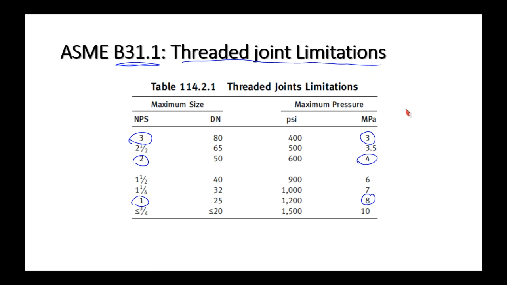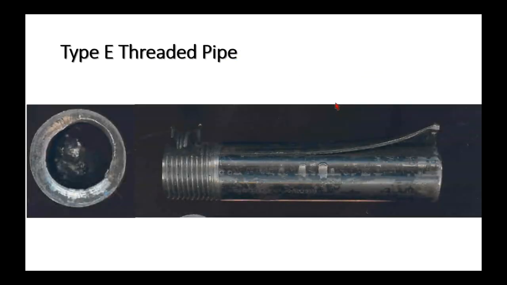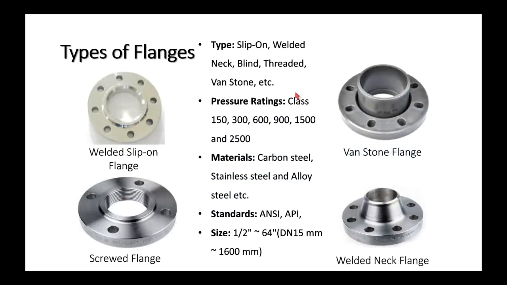So one of the things we're talking about is different types of pipe connections. Obviously, threaded joints have lower pressure limits than, say, welded joints or flange joints. And we looked at that, and this is actually where we left off. I skipped those slides before, but thought I'd pull them out because it's more interesting than just looking at this stupid shit. So types of flanges: slip-on, welded, neck, blind, threaded, Van Stone, etc.